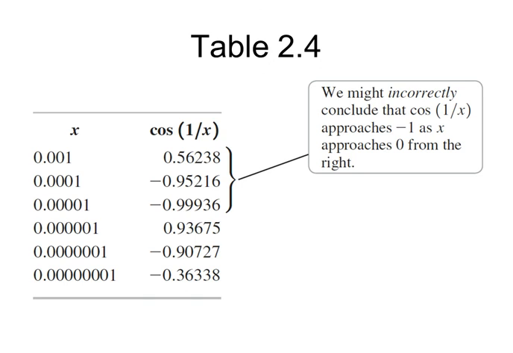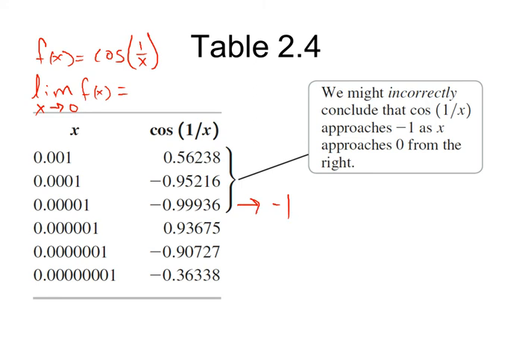Let's say we have some function f of x is equal to cosine of 1 over x. And if we say, well, what is the limit as x approaches 0 of f of x? All right, and if we were to just look at this number, well, that's close to 0, and 0.0001 is close, and 0.00001 is even closer, and oh, hey, look, we go from 0.5 to negative 0.95 to negative 0.9936. That looks like it's going to negative 1, but that's actually not correct.